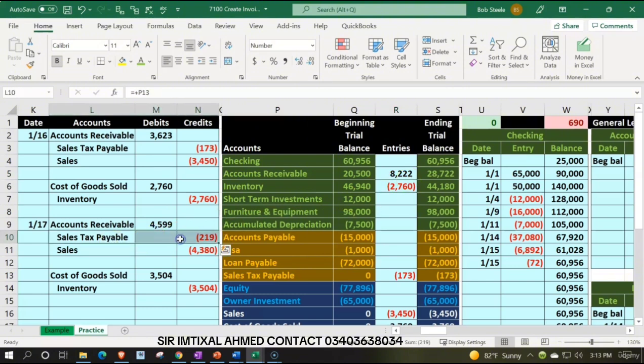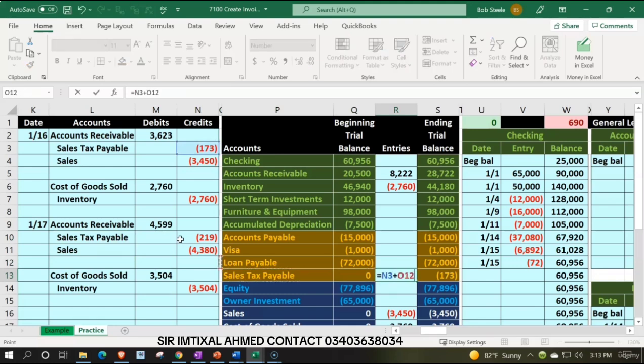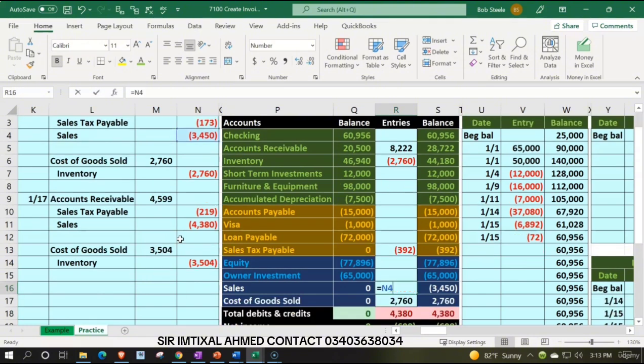Sales tax payable is going to be down here. Sales tax payable, F2 plus F2. We're picking up the 219 on the liability. Sales down here is going to be increasing, F2 plus F2. Picking up that 4380.